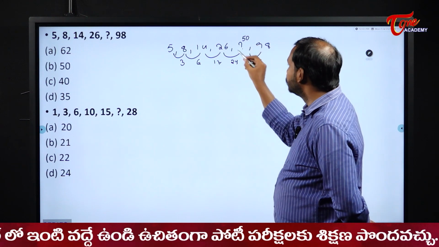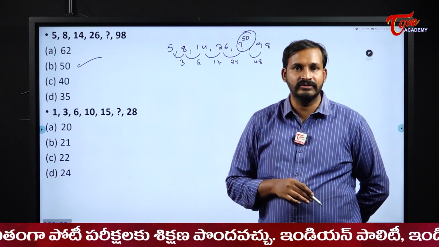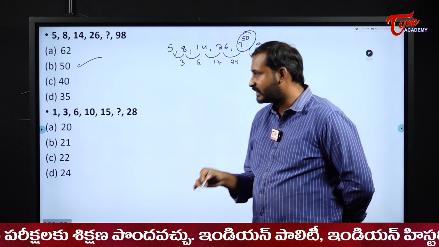Yes sir, it is continuing. So my answer here becomes what? 50. So my answer here becomes 50. Understood? Right? This is how we are checking the things.